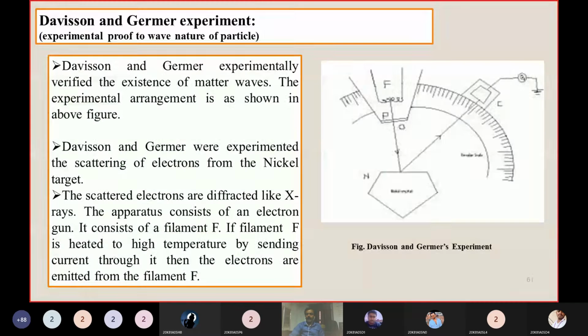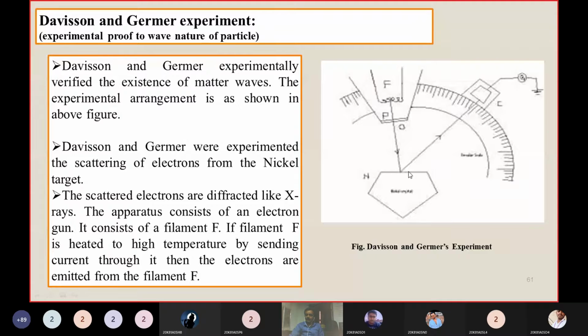Only the high intensity, primary electrons reach the collector. The collector collects the electrons, and because of the collection of electrons, current passes through the galvanometer. We can vary the Faraday cylinder position from 20 degrees to 90 degrees. We can move it on the circular scale.